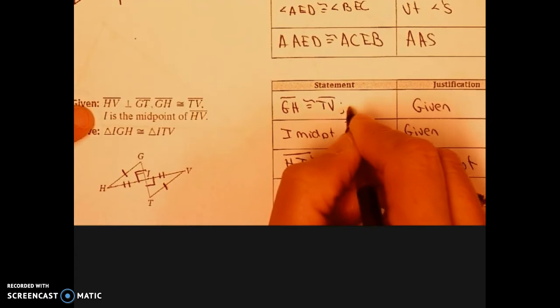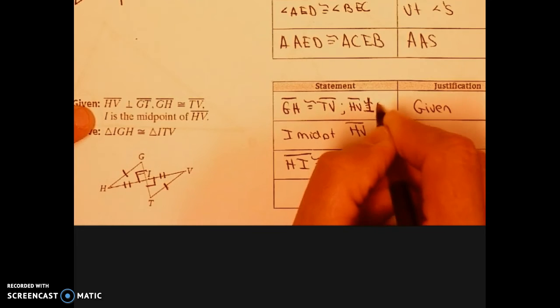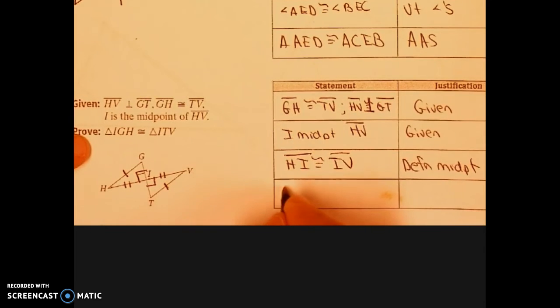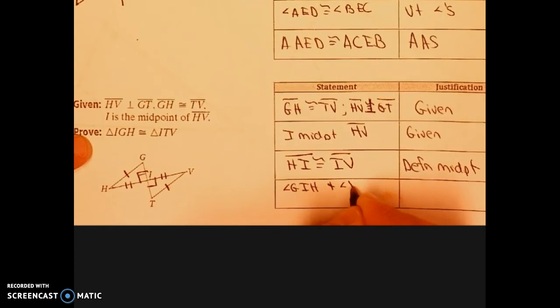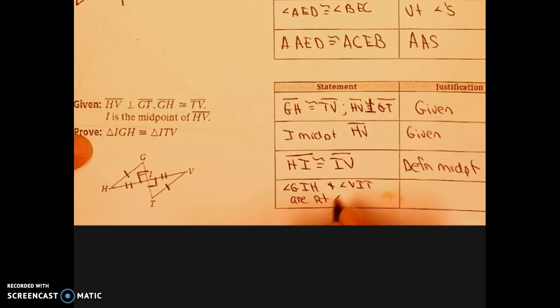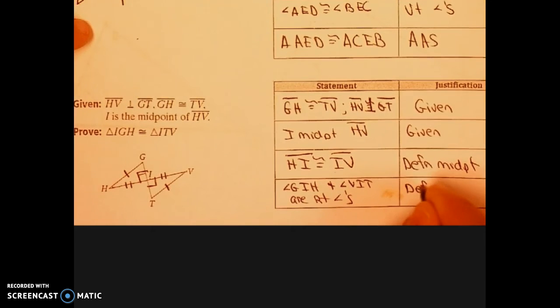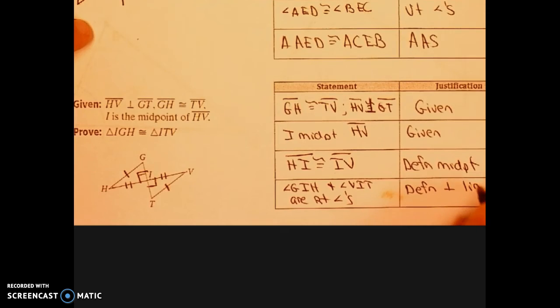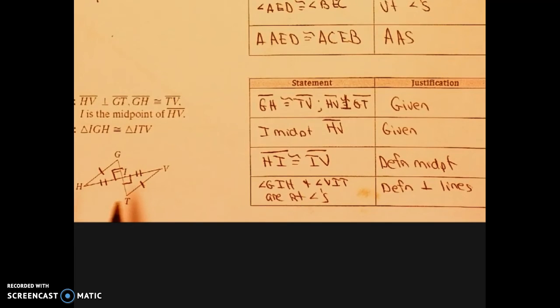Let's actually squeeze that given in here. HV is perpendicular to GT. I've got angles GIH and angle VIT are right angles. And that is the definition of perpendicular lines. So you might be thinking this is angle, side, side, but remember the donkey one is not true for congruent triangles. So I'm going to rethink this.